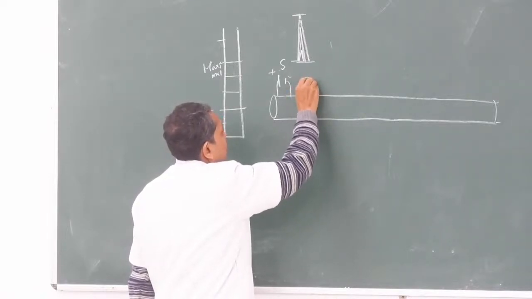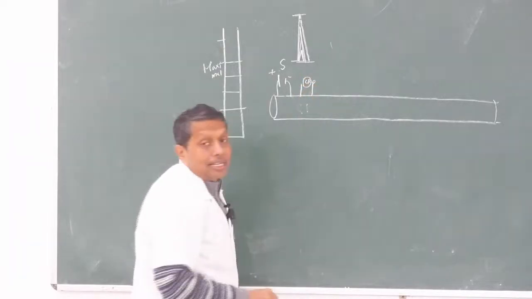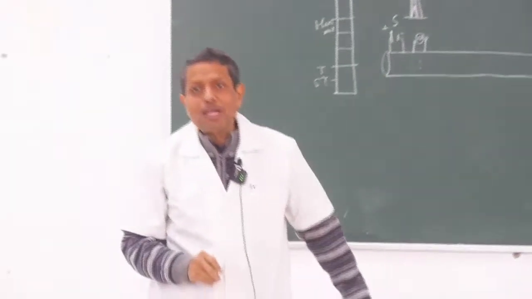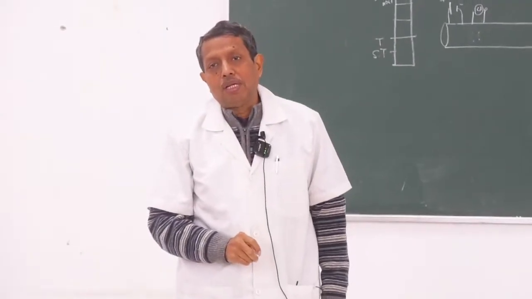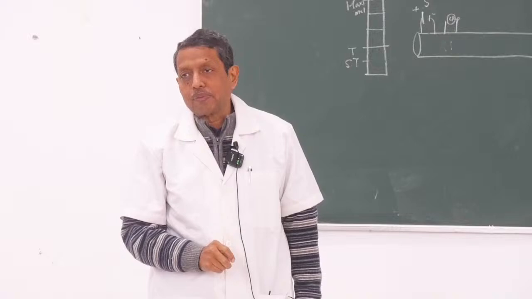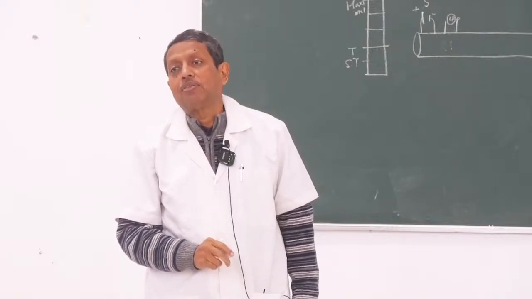A CRO, cathode ray oscilloscope, or recorder is close by, and you get this type of response. It is not a violation of the all or none law. It is the algebraic summation.